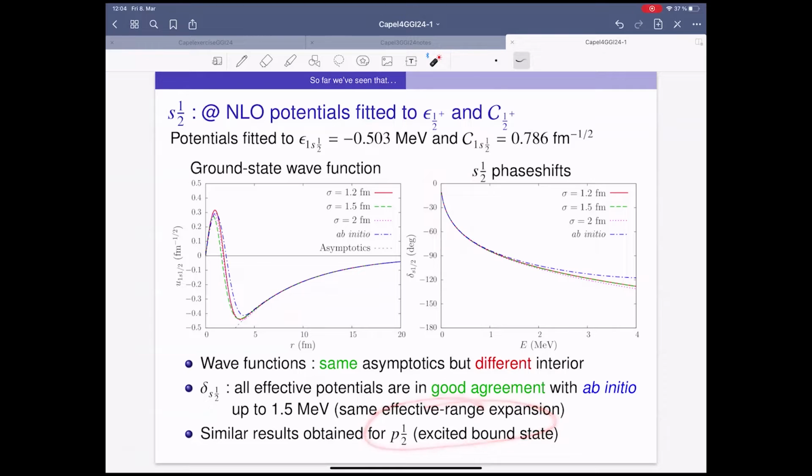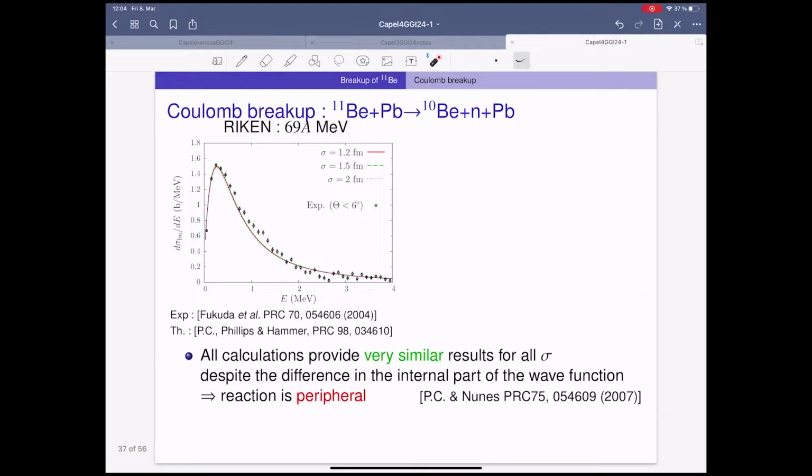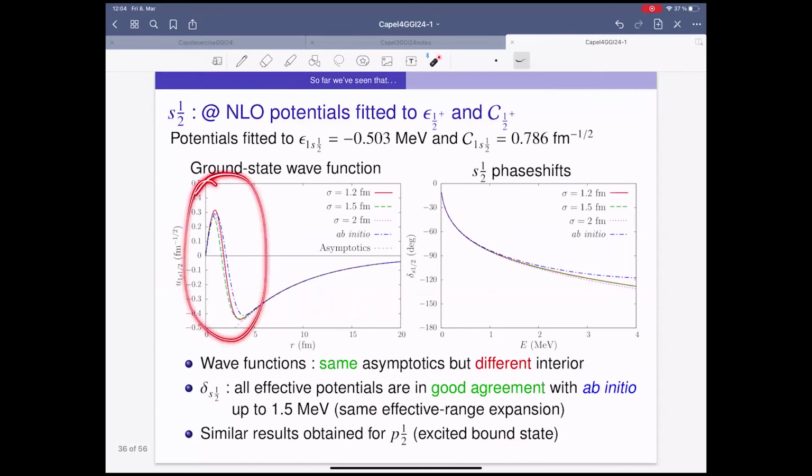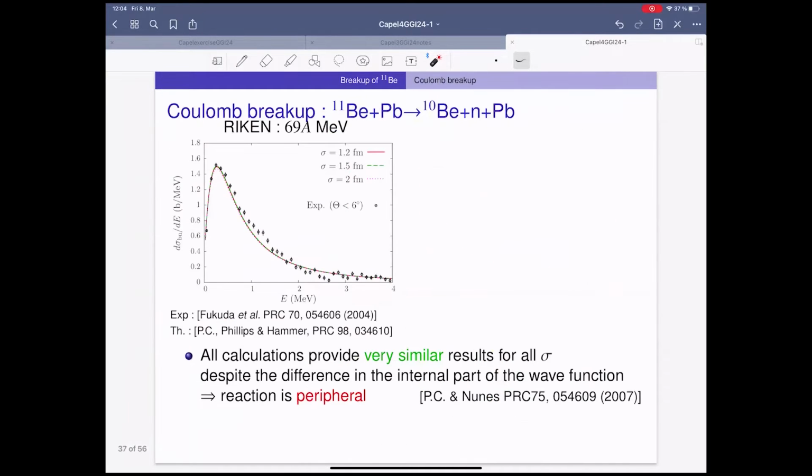We get basically the same thing for the 11Be, so I won't go into the detail. We reran the calculation, and that's what we got. So we are in excellent agreement with the data. Okay, first, there is no sensitivity to the wave function, so no sensitivity to the short range part of the wave function. You probe only the asymptotics, you get the same phase shift, so everything's fine. We get exactly the same cross section. There is no sensitivity to that.